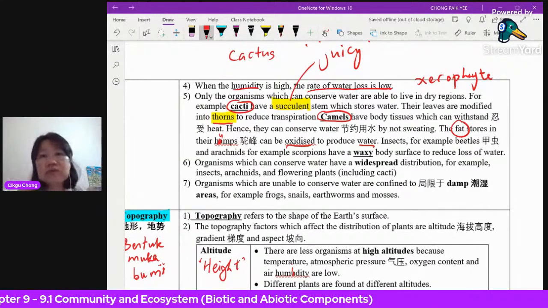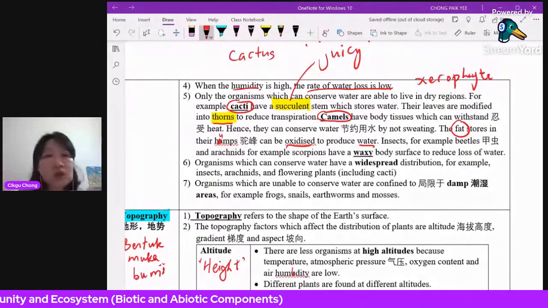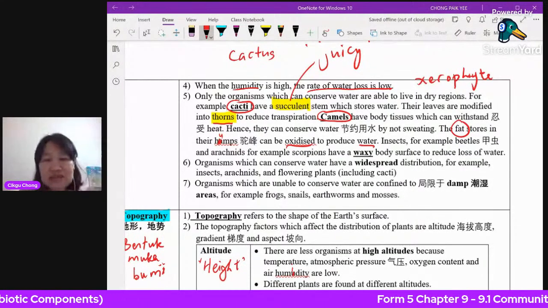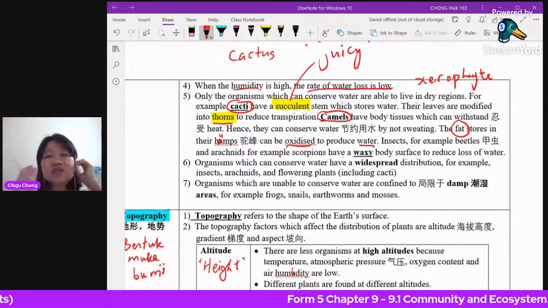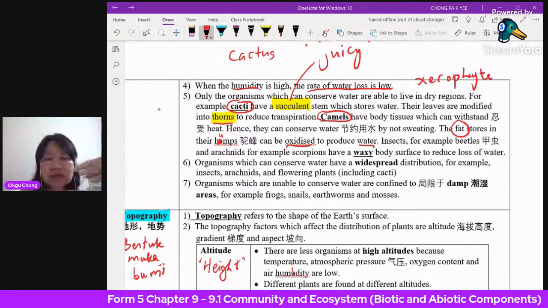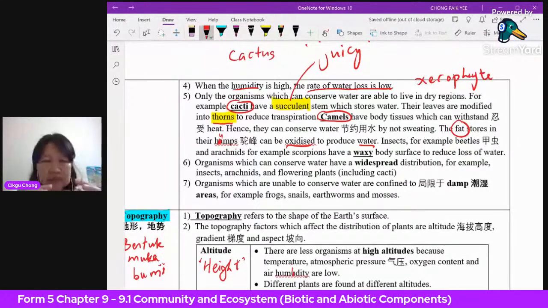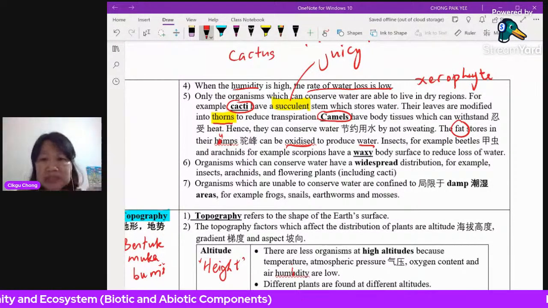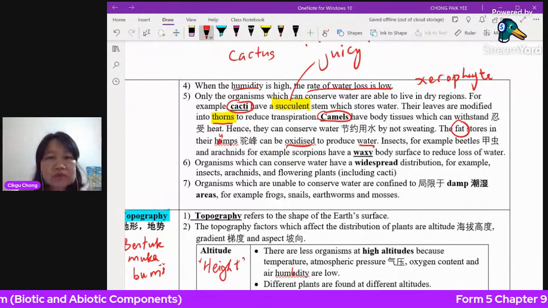So there is the water for you. So that hump is not a water tank, okay? So don't get the wrong impression. I hope that settles everything, right? And for insects, they will have a waxy body surface, a cuticle there, right? The surface, the chitin is the surface. Chitin is the substance that gives it protection. Then you have a waxy surface, okay? So there's nothing much here.